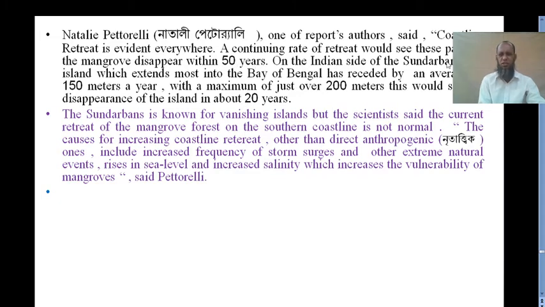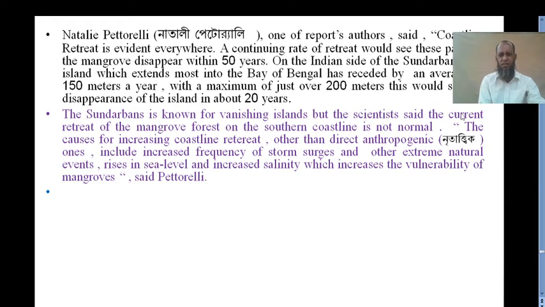On the Indian side of the Sundarbans, the island which extends most into the Bay of Bengal has receded by an average of 150 meters a year. With a maximum of just over 200 meters, this would see the disappearance of the island in about 20 years. The Sundarbans is known for Vanishing Island. You know, Sundarbans is known as Vanishing Island. That is the island which is going to vanish slowly.